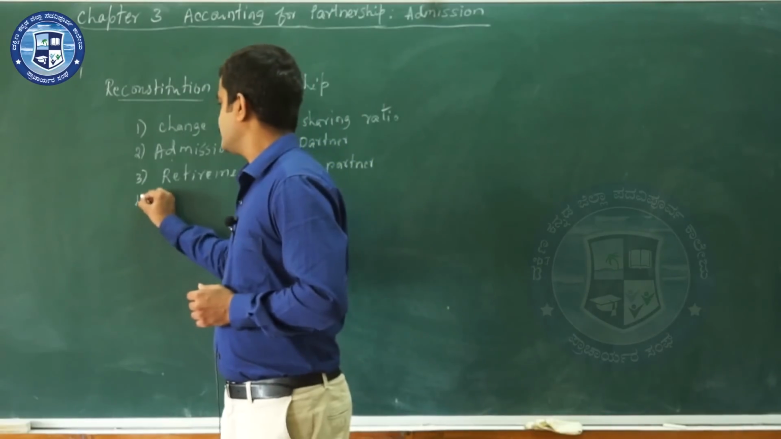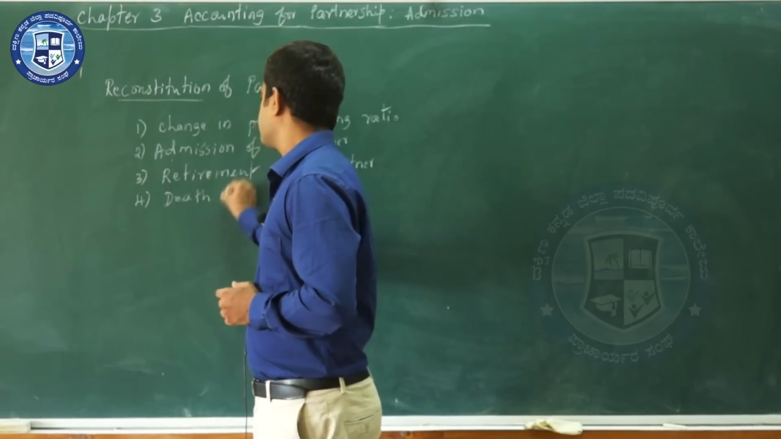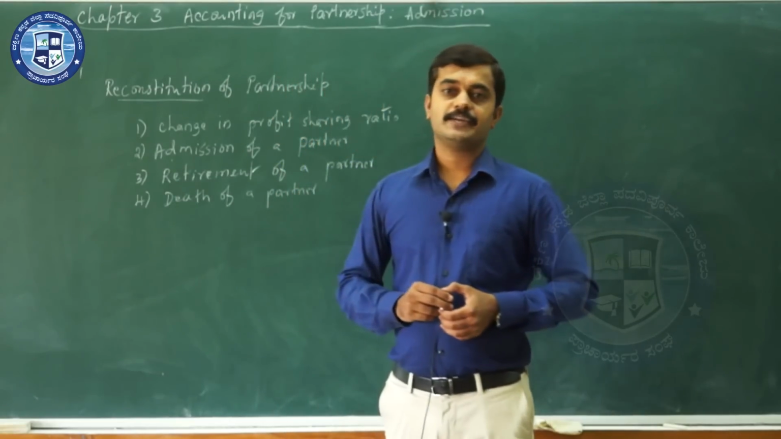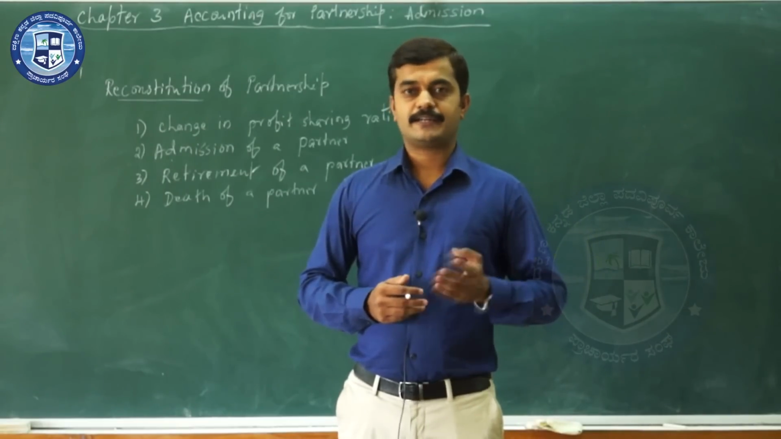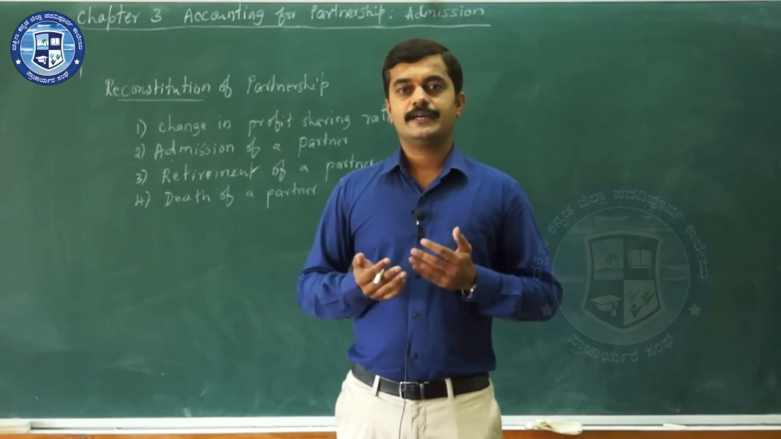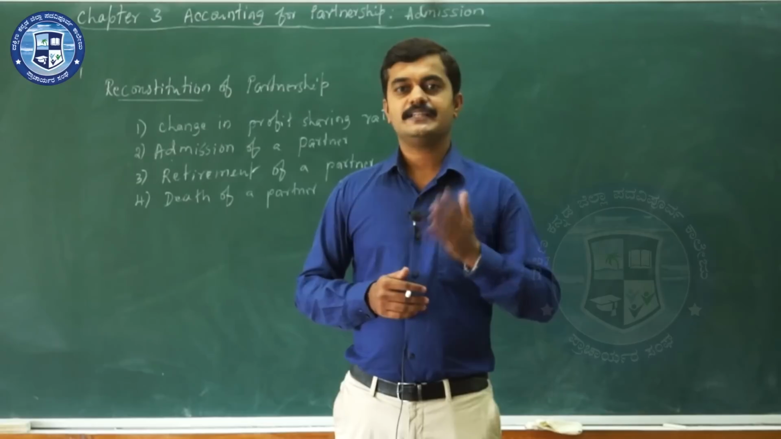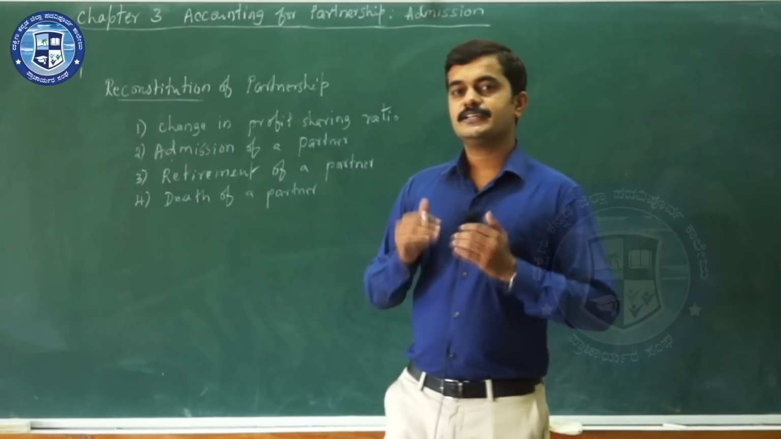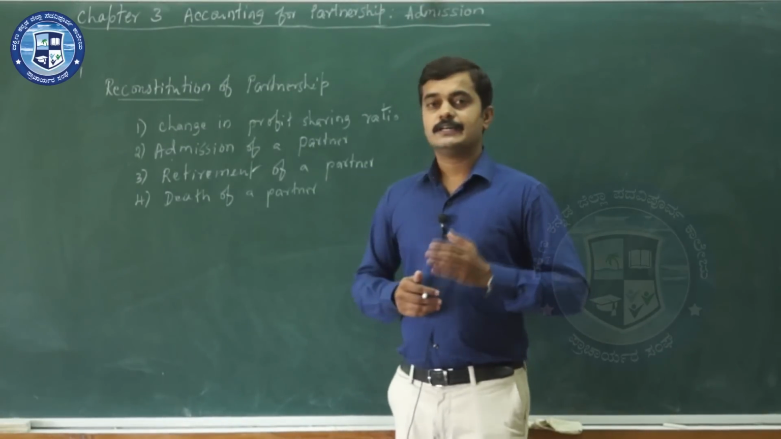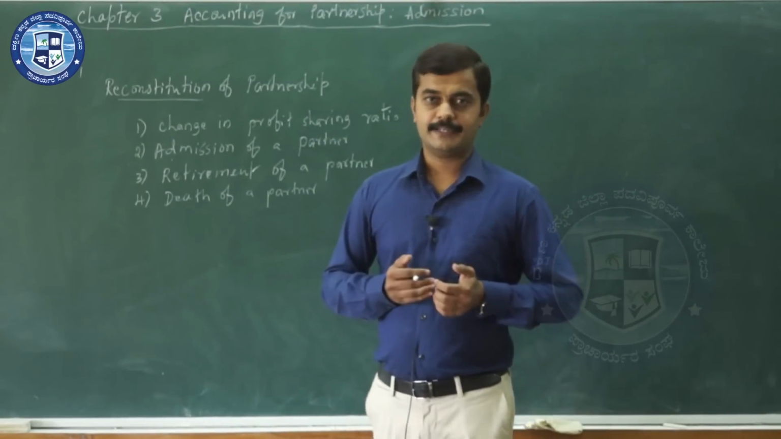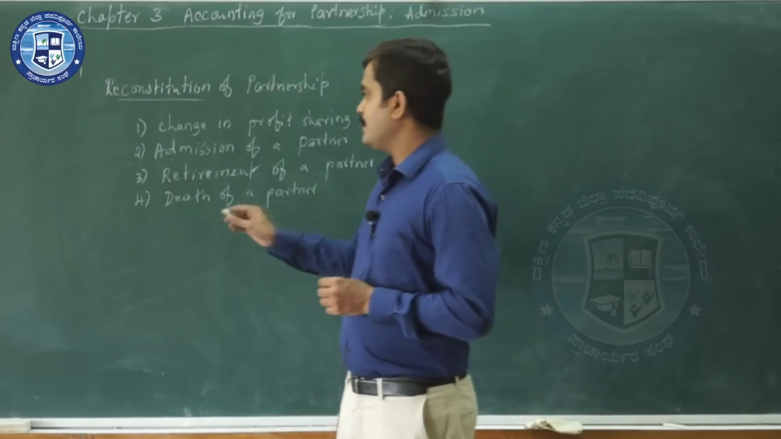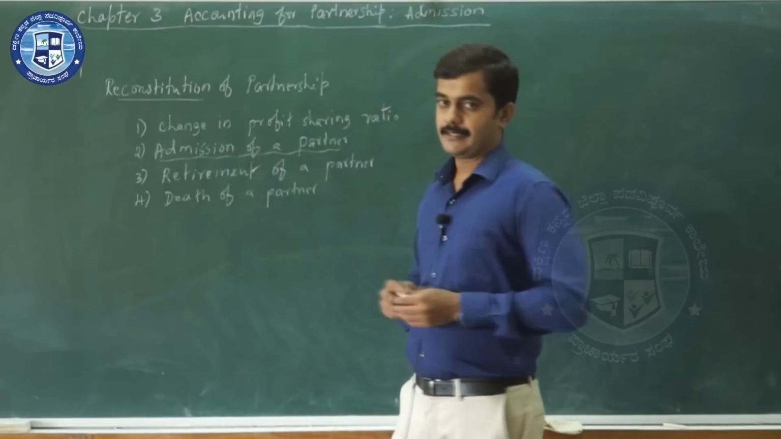And the last mode is death of a partner. When death takes place in the case of one or the other partner in that partnership firm, then the remaining partners have to continue the business. If they agree to continue the existing business, then they will do it. So this will lead to a change in the agreement between the remaining partners. All these four modes lead to a change in the agreement between partners, and it is called the reconstitution of a partnership firm. In this chapter, we will be discussing admission of a partner.